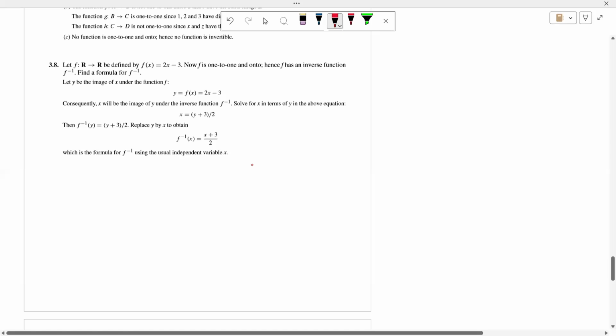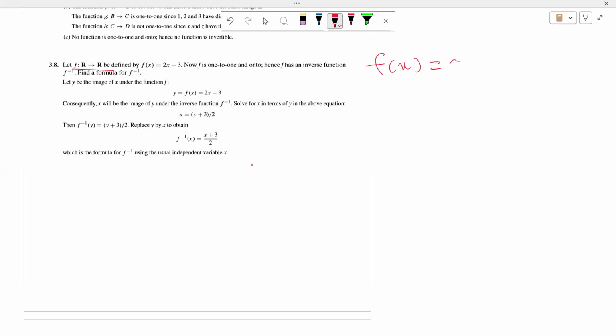Now they are telling you there is a function f from real numbers to real numbers, and they are giving f of x is equal to 2x minus 3. Now they are telling us this function f is one-to-one as well as onto. So this function is one-to-one and onto. Definitely this function has an inverse function. That is the conclusion we are taking from this, right? If a function is one-to-one and onto, that function has an inverse function as well.